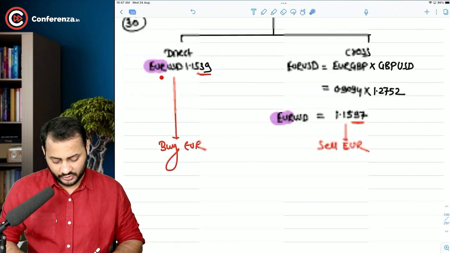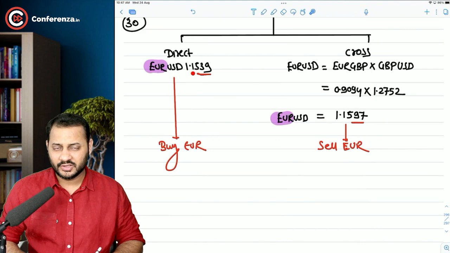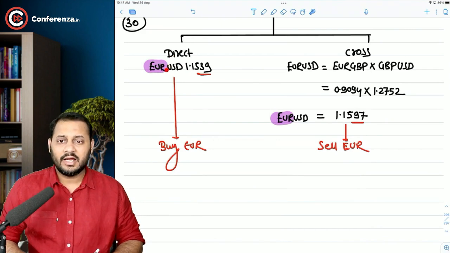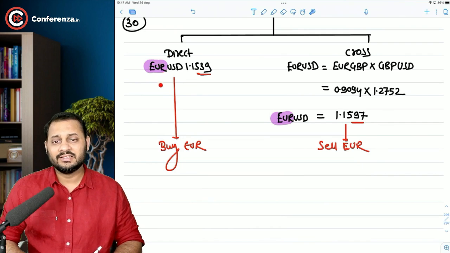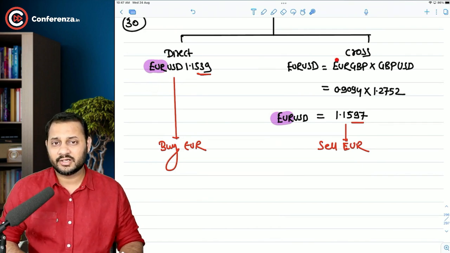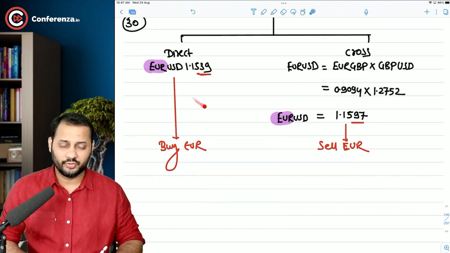So I took EUR USD 1.1539 from the direct market and I tried to calculate what if I do not borrow directly from this market and instead buy the euros from this market. Then I've calculated the cross rate for the same quote, EUR USD. I have two rates now.